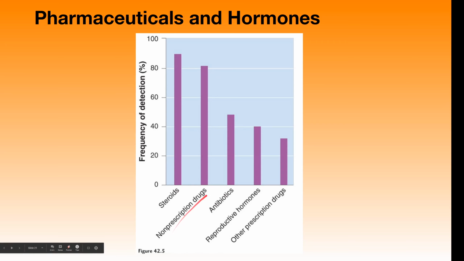Non-prescription drugs, which would be over-the-counter drugs, like for instance acetaminophen, are being seen. Antibiotics, reproductive hormones, so both testosterone and estrogen are being found, human testosterone and estrogen being found in our water table at a nominal amount, and that's a significant issue. And then other prescription drugs that you would find either prescribed by the doctor or narcotics. All right, so these things are a major, major issue for us.